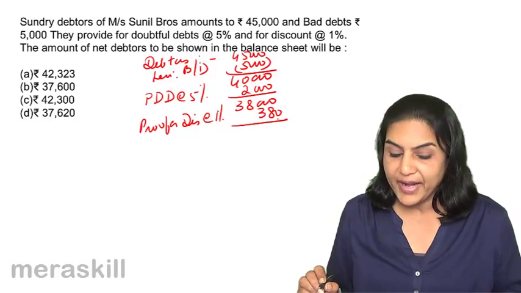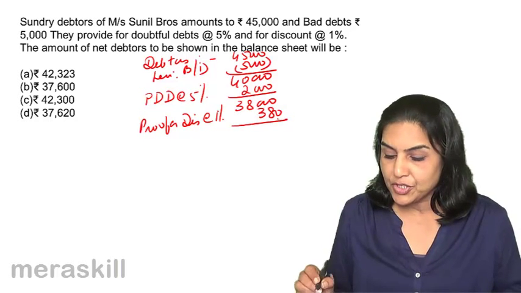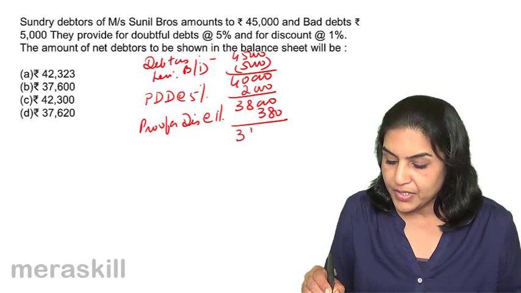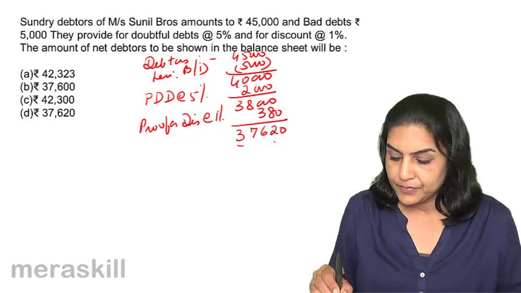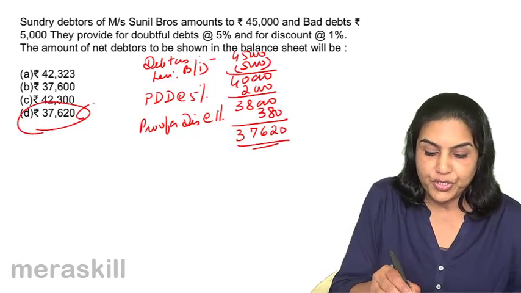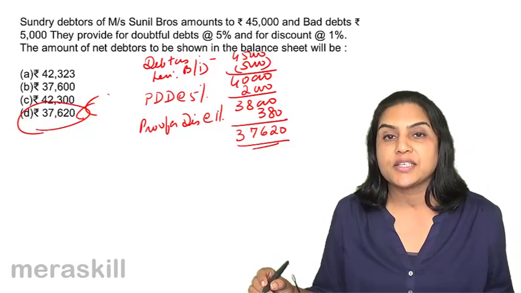Therefore, the amount of net debtors which is shown in the balance sheet is going to be 37,620. The correct answer should be option D, 37,620.